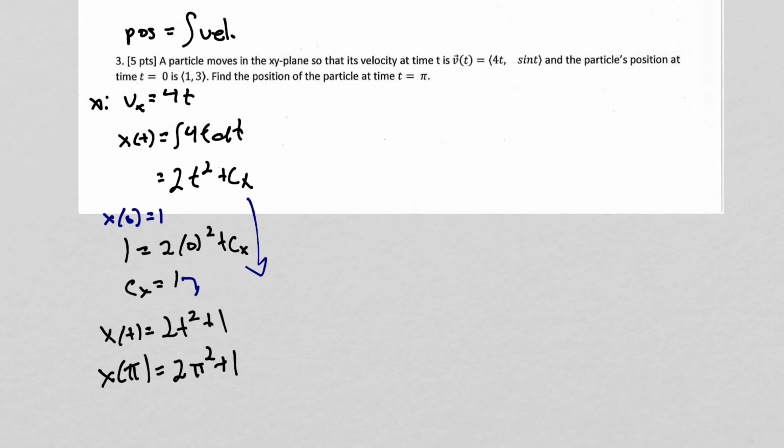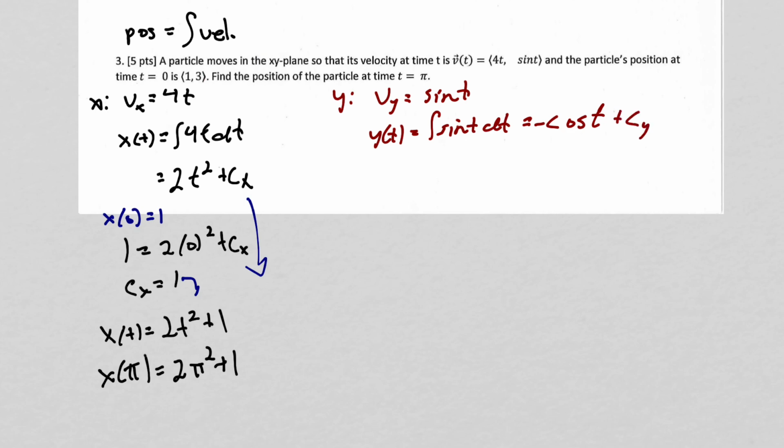Now, we're going to go ahead and do the same thing for the y's. Vy is equal to sine t. Y of t is equal to the integral of sine t dt, which is going to give me a cosine of t. But think about it. Cosine derives a negative sine. This is a positive sine, so I need to have a negative. And then I'm going to say plus c sub y.